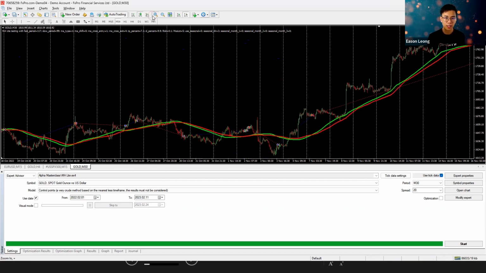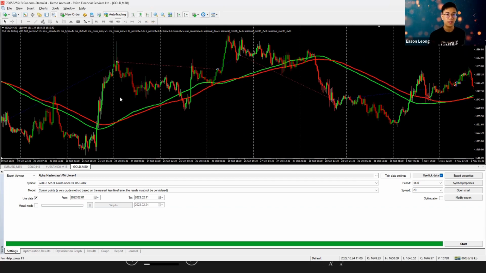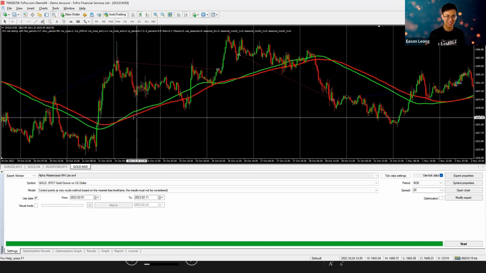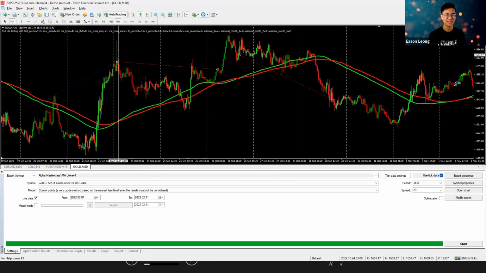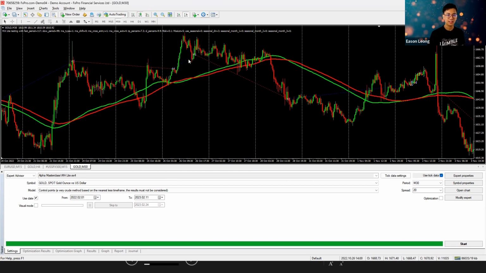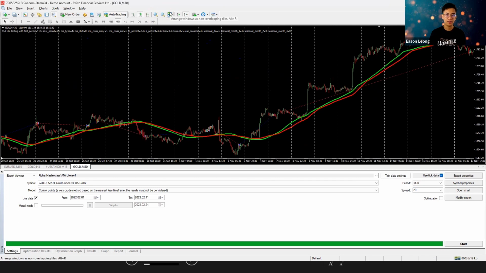Okay, so the idea here is that when the red color line crosses below, this is called a cross below, it makes a sell. When it crosses above, it makes a buy. Still the same thing, it is just that this kind of strategy will be more profitable in a ranging time. Okay, in a ranging time.